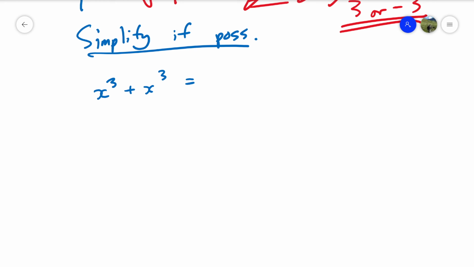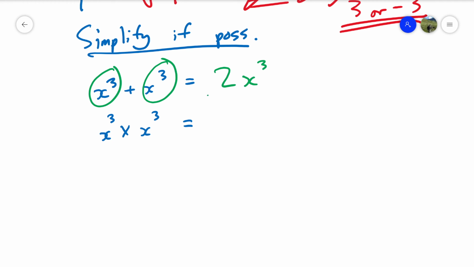This is a simplify if possible, so have a go at simplifying this, in your own time, obviously. Oh look, there's 2 objects. There's an x cubed and x cubed, so there's 2 of them. So the answer would be 2x cubed.